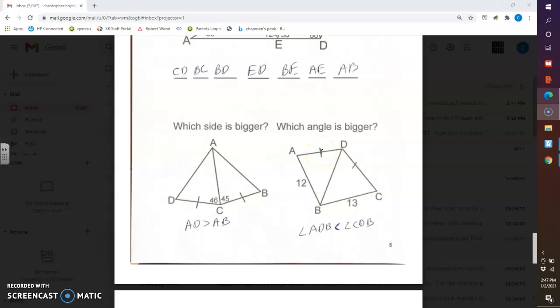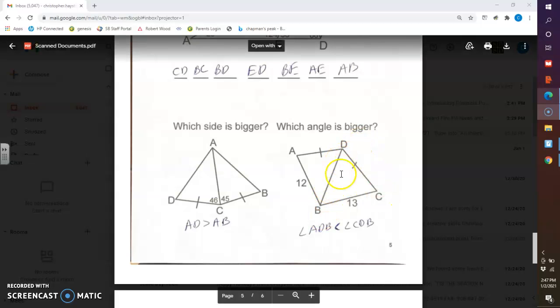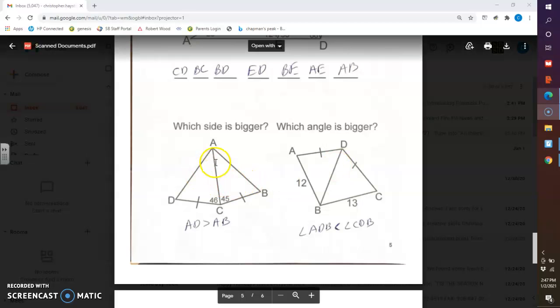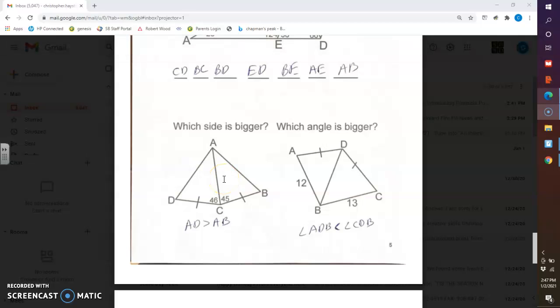When we're trying to find the measure of angles, when you have two congruent sides, so AD equals DC and DB is shared, so angle ADB and angle CDB are what we're working off of. Since angle ADB is opposite 12 and angle CDB is opposite 13, angle ADB has to be less than angle CDB. This angle right here is bigger than this angle right here because it's opposite 13 and this is opposite 12. The angle opposite the bigger side is always the bigger angle. The side opposite the bigger angle is always opposite the bigger side when you have two congruent sides of a triangle.